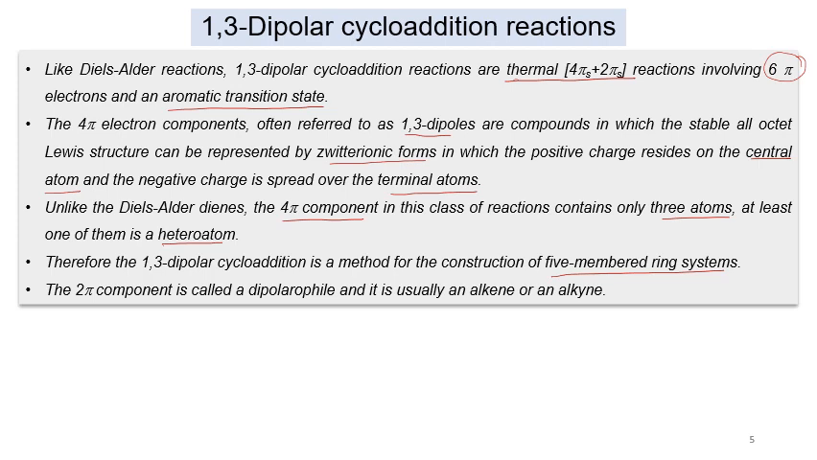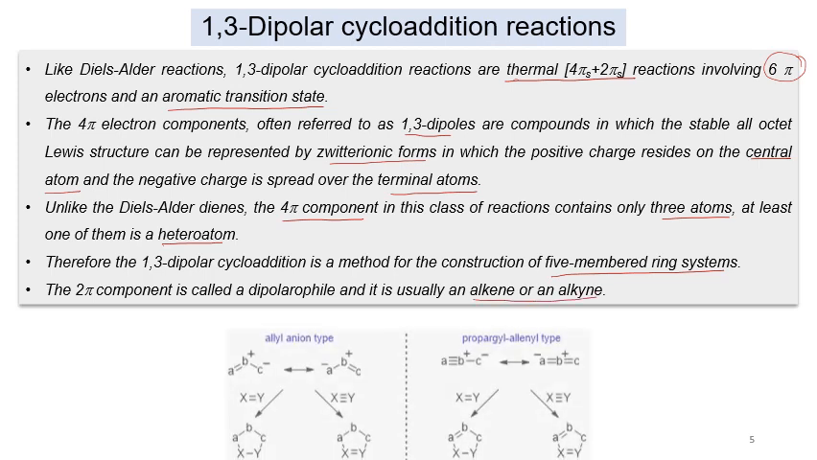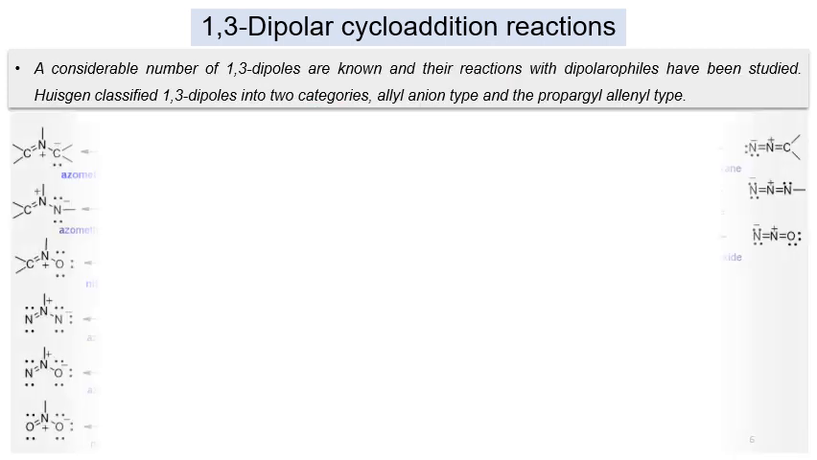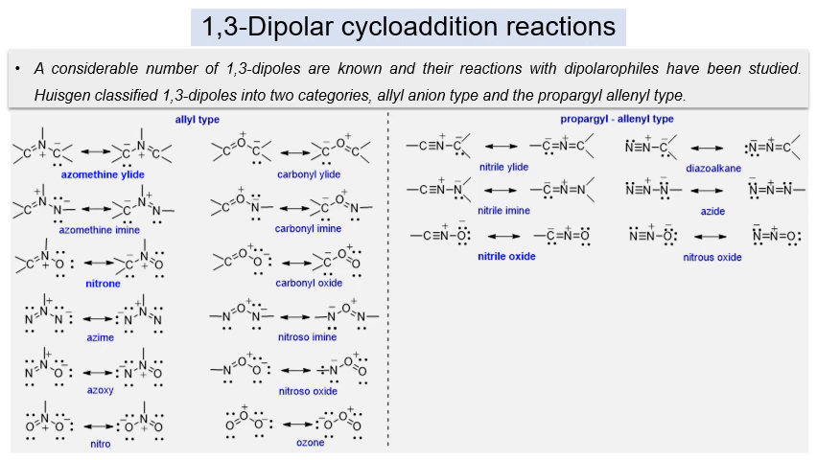The 2 pi component is called a dipolarophile and it is usually an alkene or an alkyne. Something similar to this. So we will see a detailed description of what this means. Now a large number of 1,3 dipoles are known and their reactions with dipolarophiles have been studied.